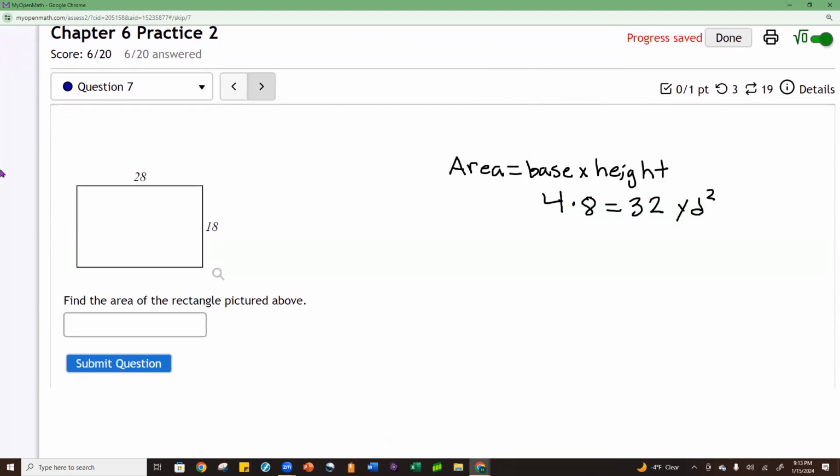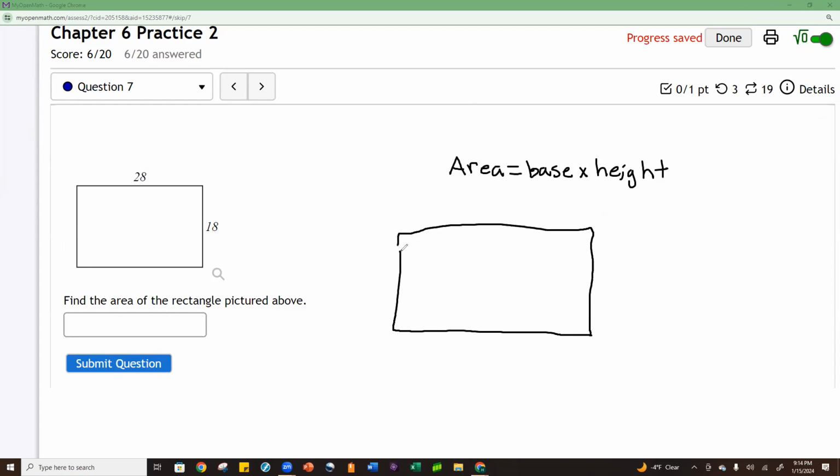Okay, same type of question, we're finding the area. So I'm gonna leave this formula here. I'm gonna do this as a generic rectangle to find my area. That might make it easier. I'm gonna draw another rectangle over here. And I'm gonna split 28 into 20 and 8. And I'm going to split 18 into 10 and 8.